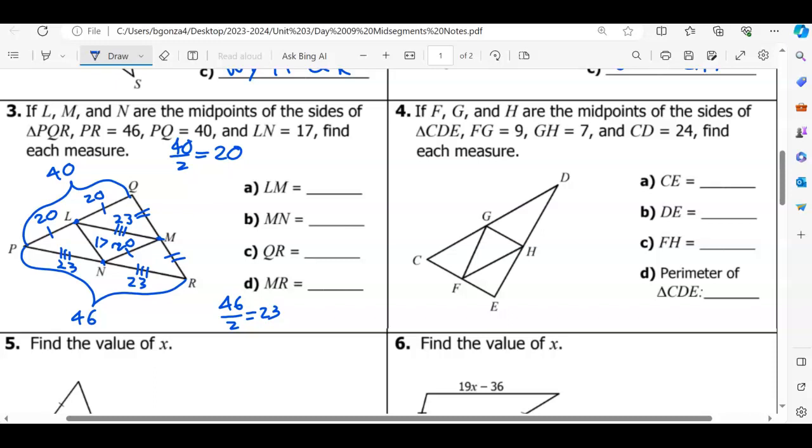Now, the next thing is working backwards. What if you have the mid-segment is 17? What do you think each of these halves are going to be over here?